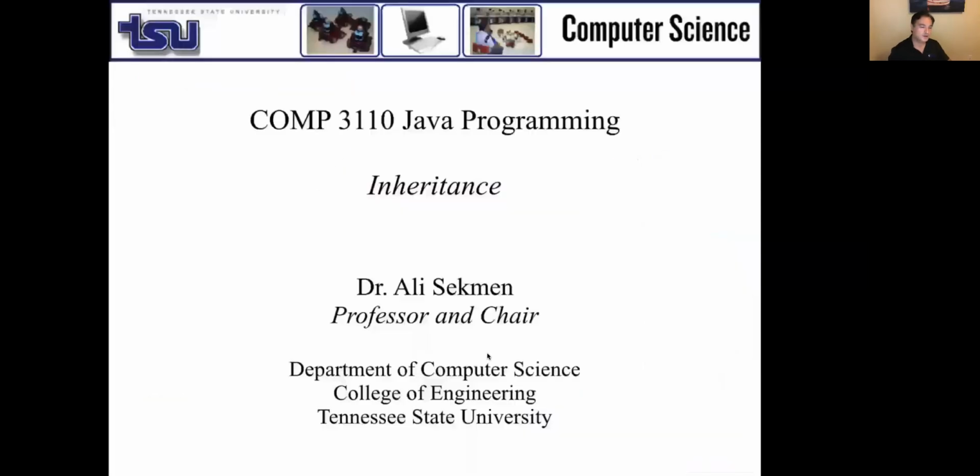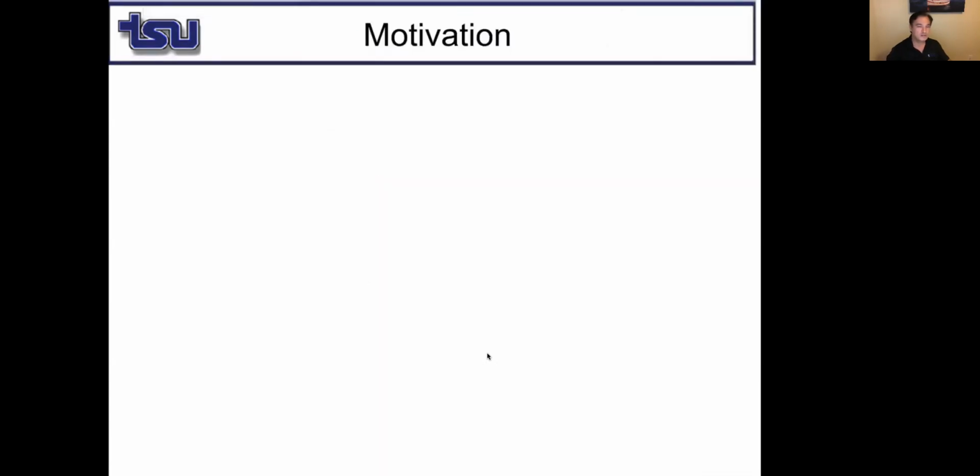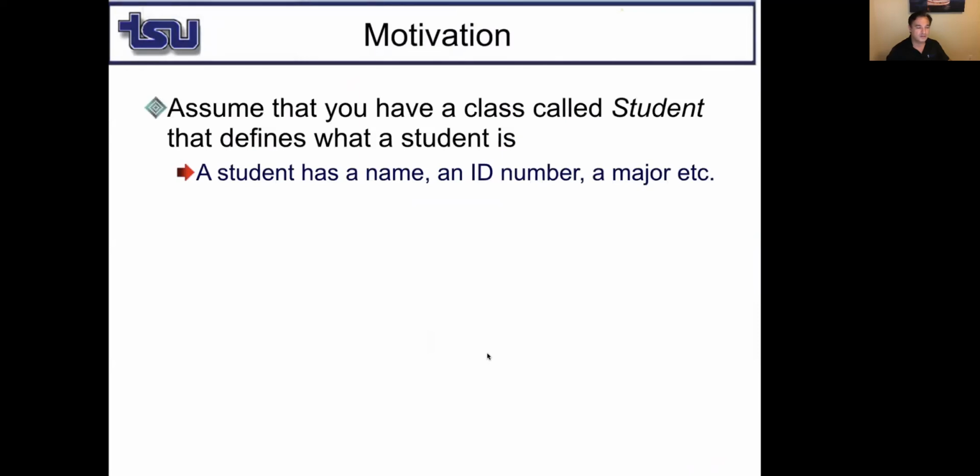Okay, so let's get started. This is for Comp 3110 Java programming class at Tennessee State University. The topic is inheritance. Let's give a little bit of motivation about why we would have inheritance. Assume that you have a class called student, and the student class defines what a student is. A student has a name, a student has an ID number, a major, etc. So you already have this class.